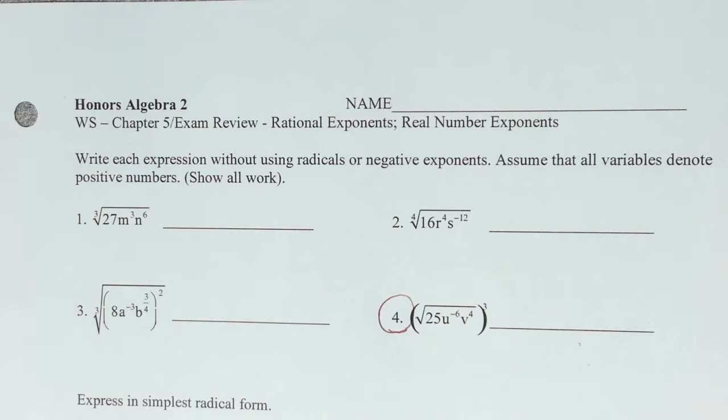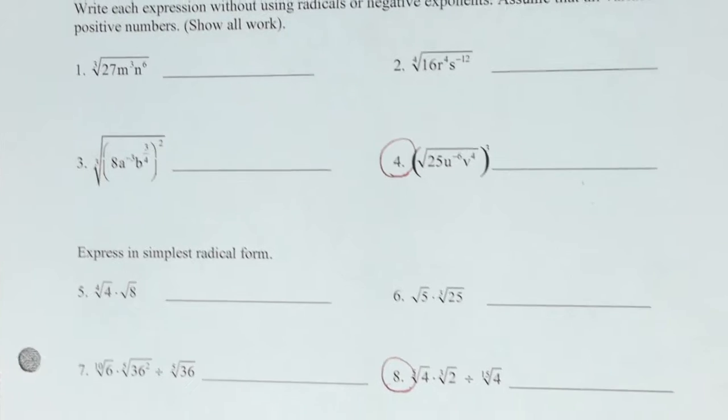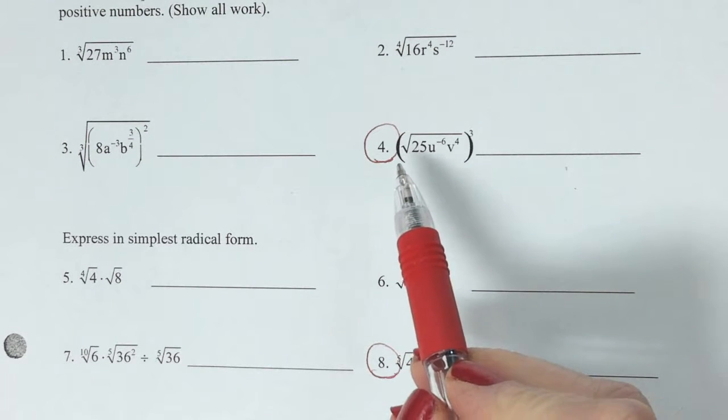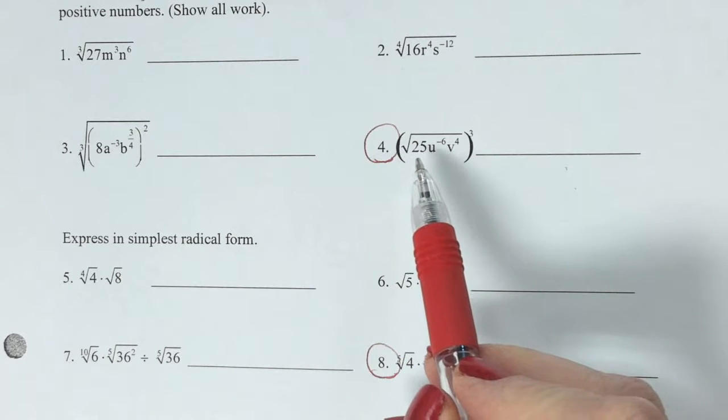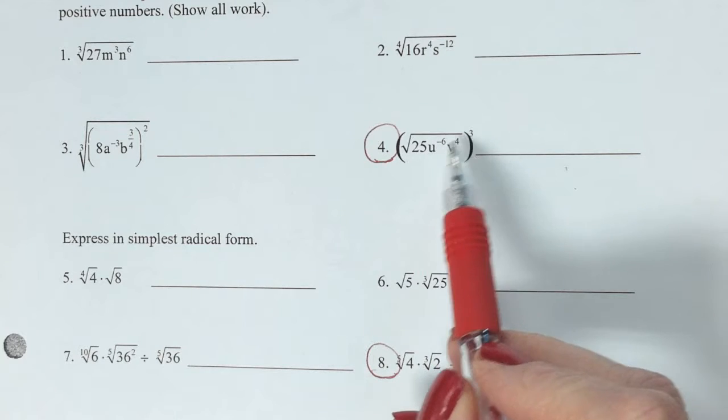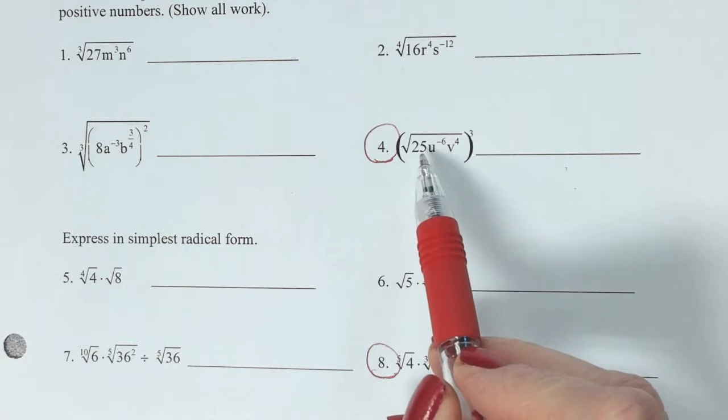Okay guys, so we are going to look at some of these problems here on the worksheet together. We're going to start off by looking at number 4. So when you're doing these kind of problems, if you want to keep it in radical form, the easiest way to approach it is to start from the inside. Don't ever try to do the outside part first. It's just much easier if you start on the inside.